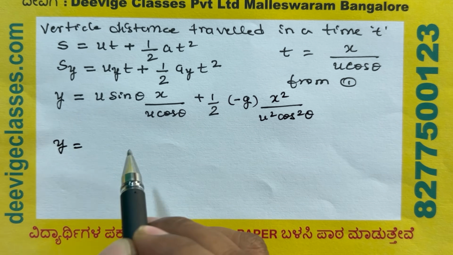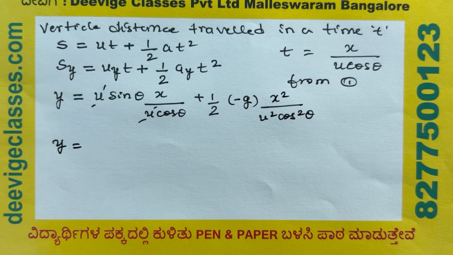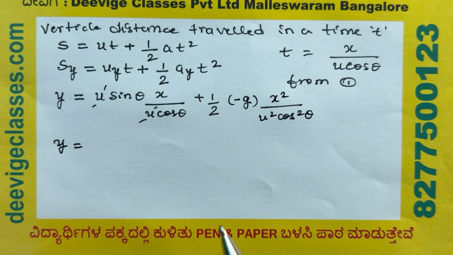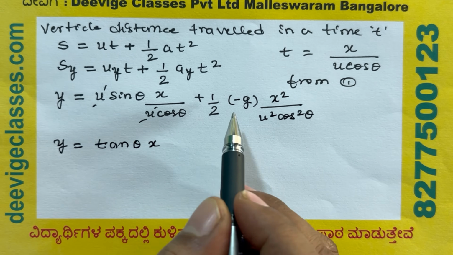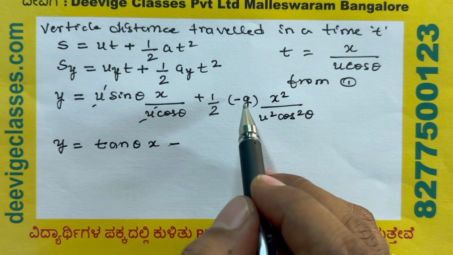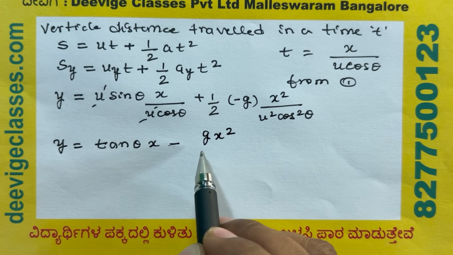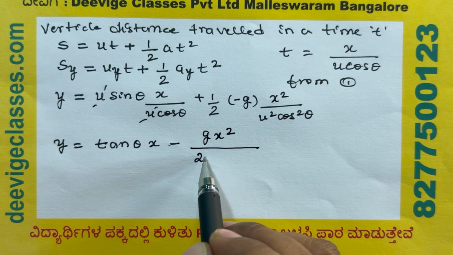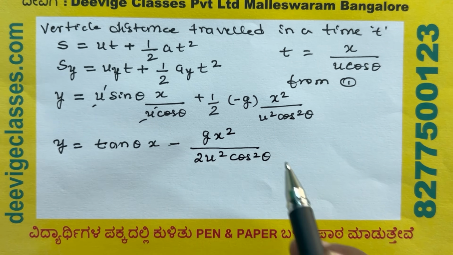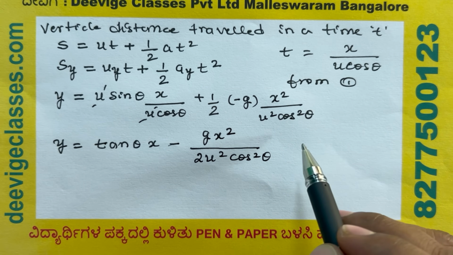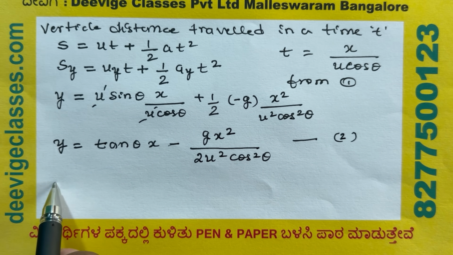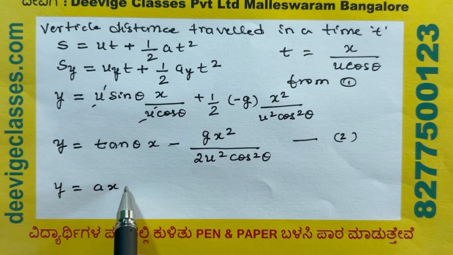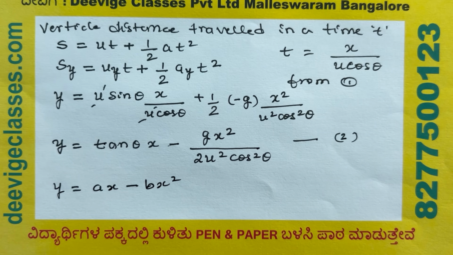Then y is equal to, this u gets cancelled in the denominator and numerator, then sin theta divided by cos theta is tan theta, correct? So y is equal to tan theta into x minus g x square divided by 2 u square cos square theta. Let me call this equation number 2. We know the parabola equation. What is the parabola equation? That is y is equal to a x minus b x square. Let me call this equation number 3.